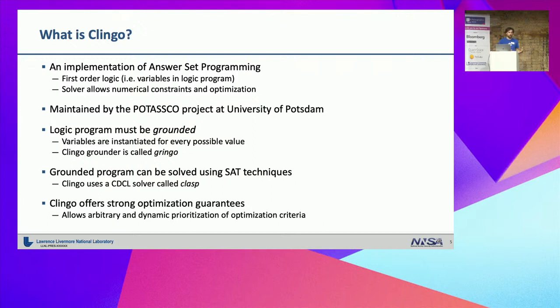And the grounder, called Gringo, takes that and turns it into SAT, or something very much like SAT. And then the grounded program can be solved using things like CDCL. And that's what the Clingo component clasp does. And one key element of Clingo that we rely on for this is that it offers optimization guarantees, where you can say, okay, give me the best model, and the first criteria for the best model is picks the newest versions, or whatever you want that top criteria to be.